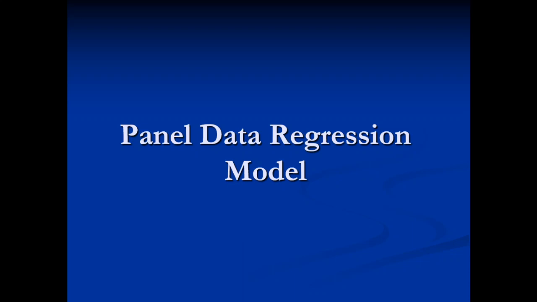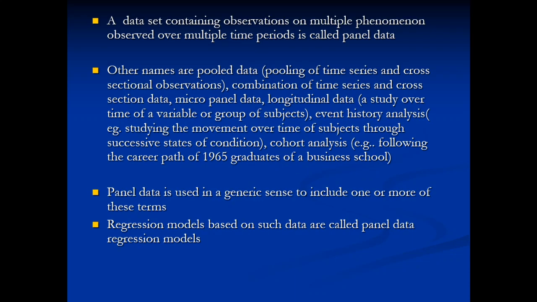Another example is that you are 10 students attending this advanced econometrics course, and today if I am collecting data from you regarding your monthly per capita consumption expenditure, of student A, student B, student C, etc., then that is another example of cross-section data. And when you have a combination of time series and cross-section data, that data set is called panel data. Regression models using panel data are known as panel data regression models. Hence, a data set containing observations on multiple phenomena observed over multiple time periods is called panel data.